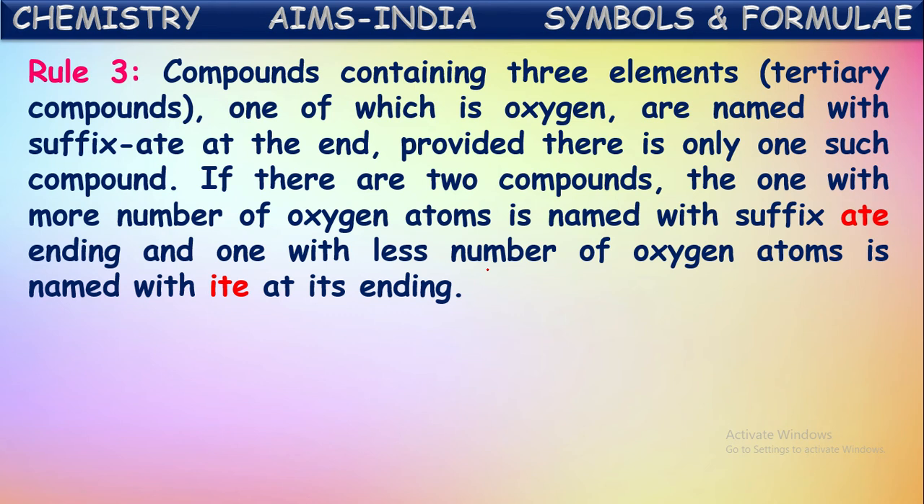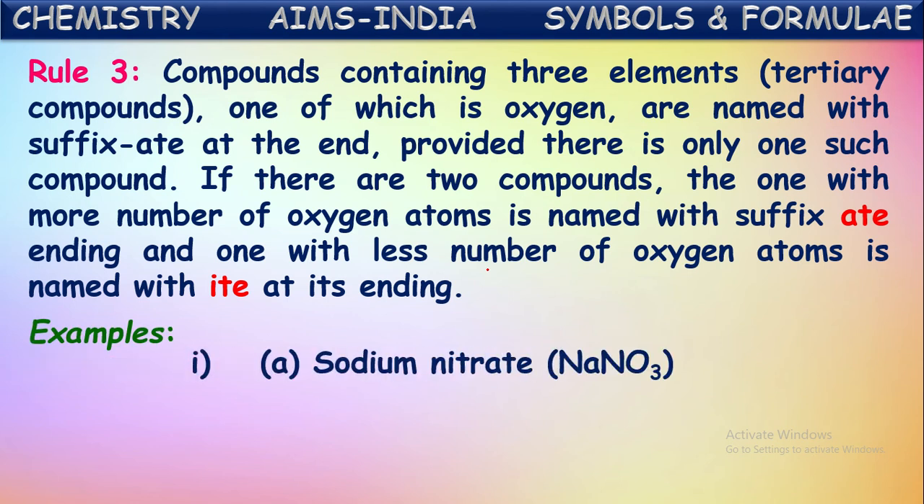Okay, if there is only one compound existing between three elements, and out of those three one is oxygen, then the name of the compound is given with -ate at the end. If more than one compound is possible with the same combination, then the compound with more oxygen atoms is suffixed with -ate, and the compound with fewer oxygen atoms is named with -ite at the end of its name. Let us try to understand this by taking a simple example.